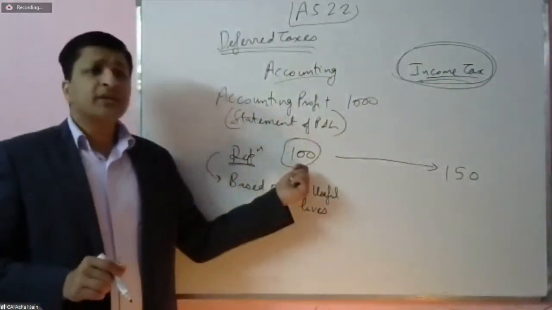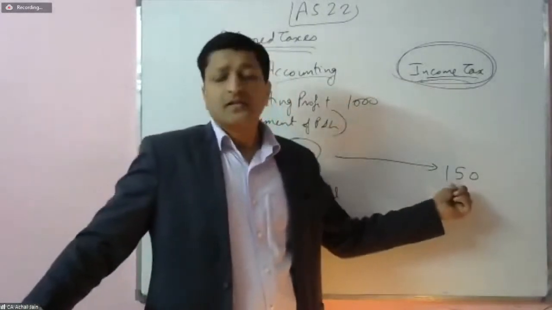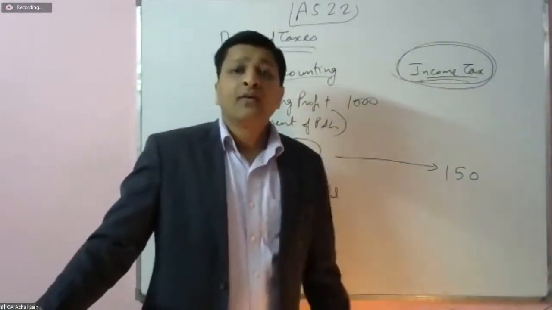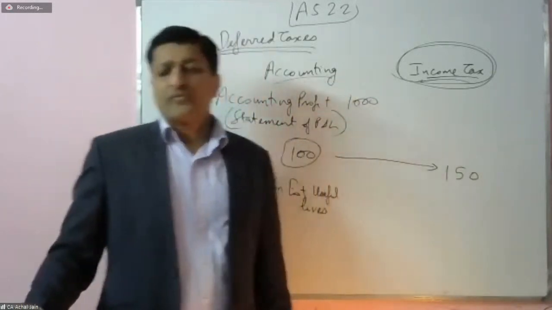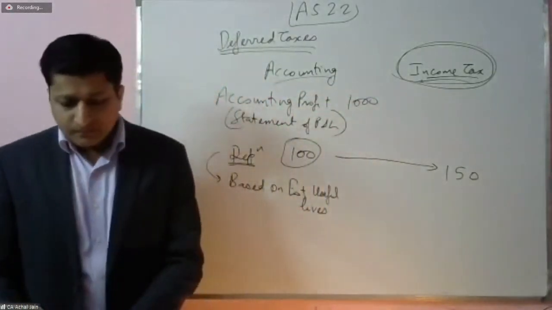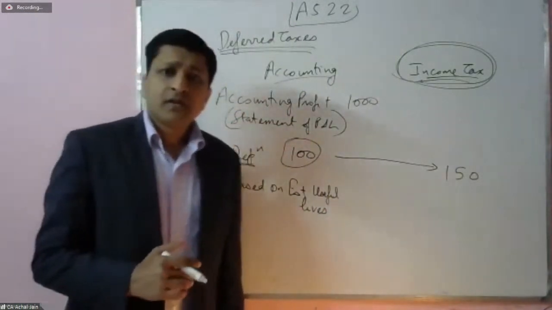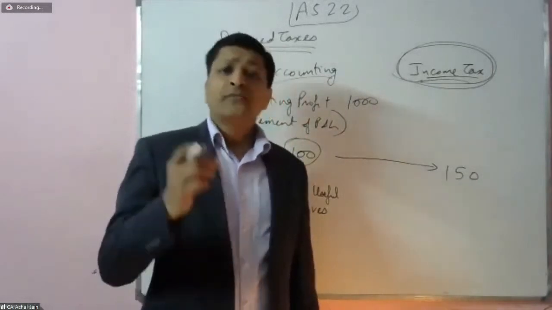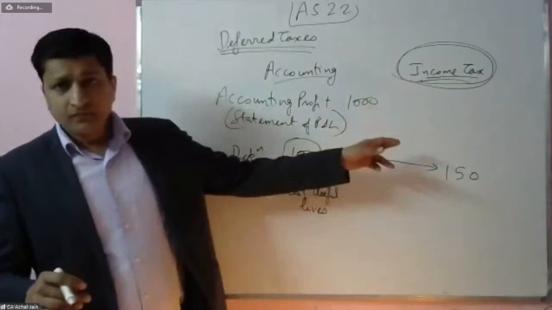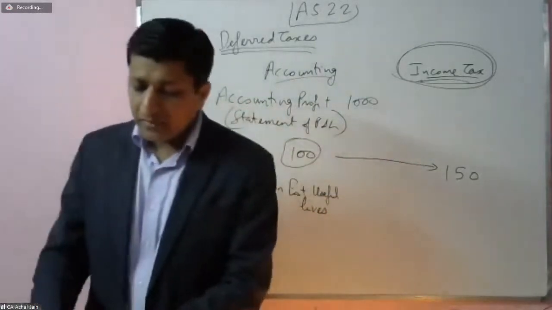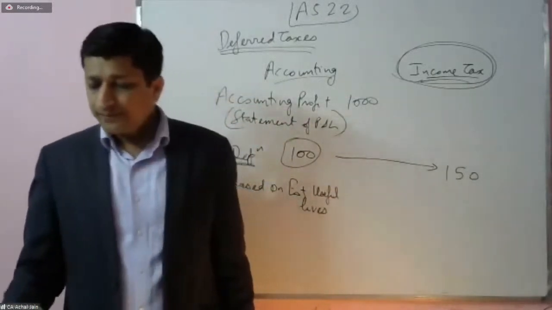Means in the books we have charged depreciation of 100, but as per income tax, the depreciation should have been 150, higher than what has been considered in the books of accounts. Now, as a result of this, can any of you tell me what is going to happen? Can you please let me know what is going to be the consequence of this?